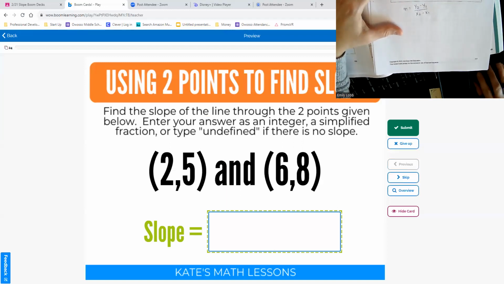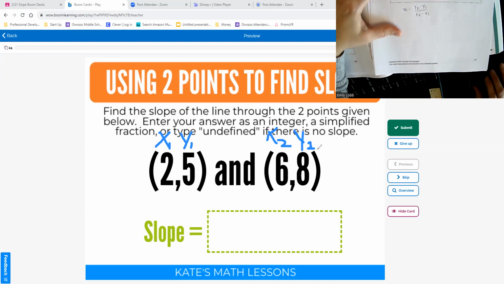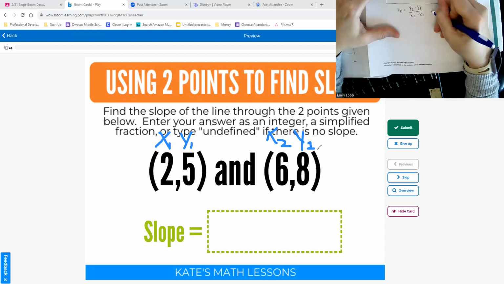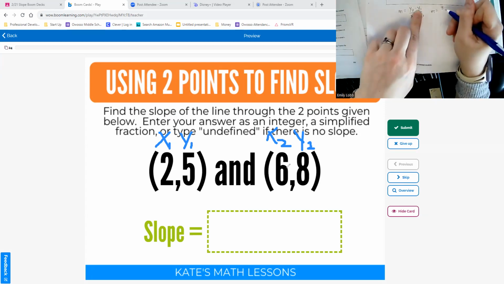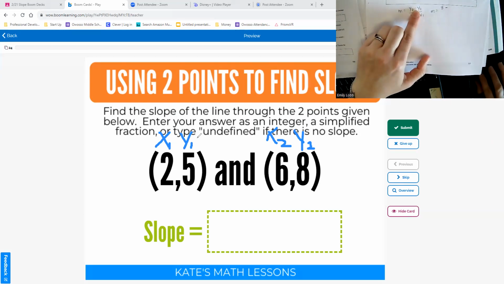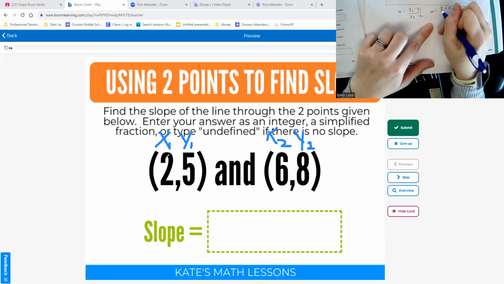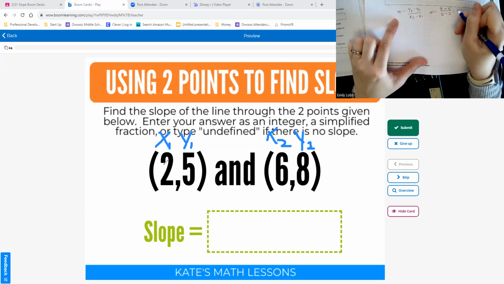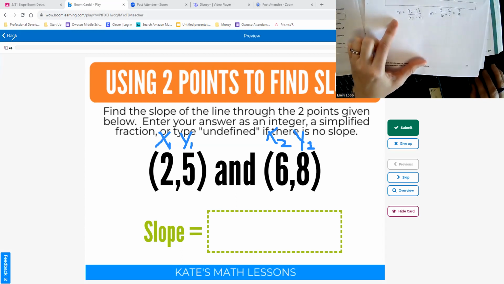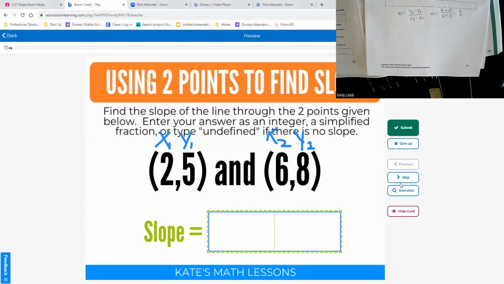So if you think of these points as x1, y1, and x2, y2, you're simply going to put these into the slope formula. So for this one, our slope is equal to y2, which is this 8 here. So I'm going to say 8. And then in my formula, I have a minus. And then y1, which is 5. So make sure you're finding the change in y and then dividing that by the change in x. So we have a 6 for x2 minus x1 is 2. So we have 8 minus 5 on top, which is 3. 6 minus 2 on the bottom, which is 4. So I would say 3/4.